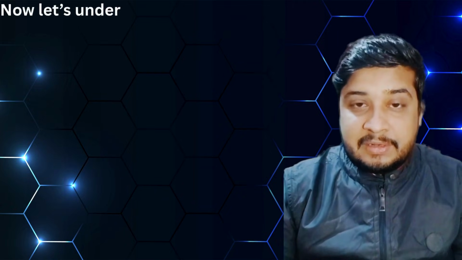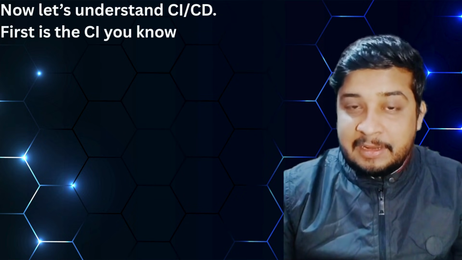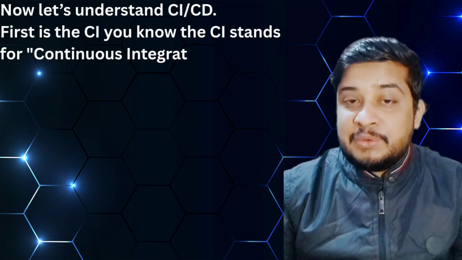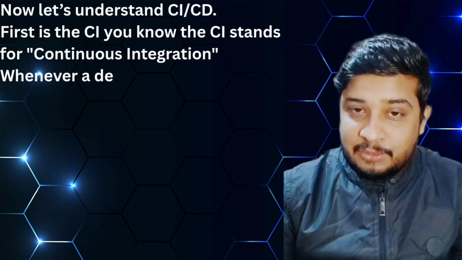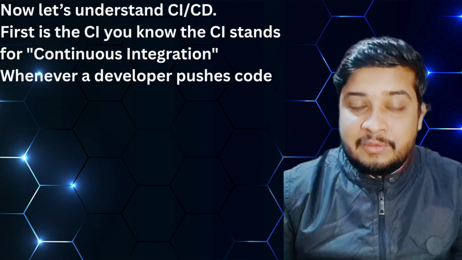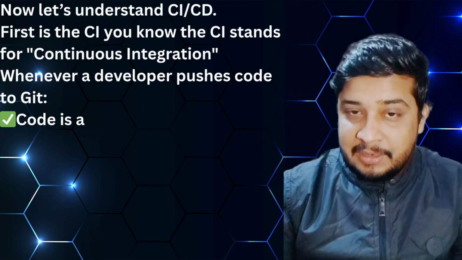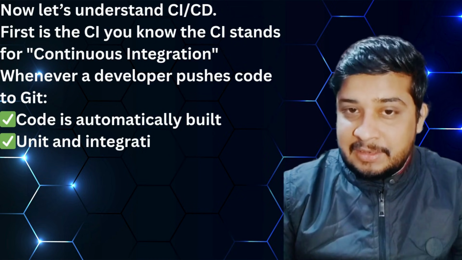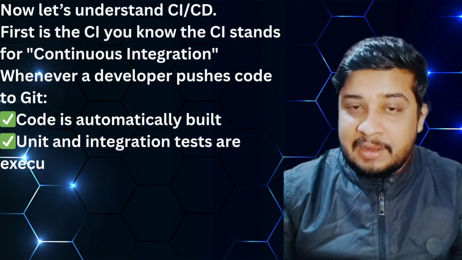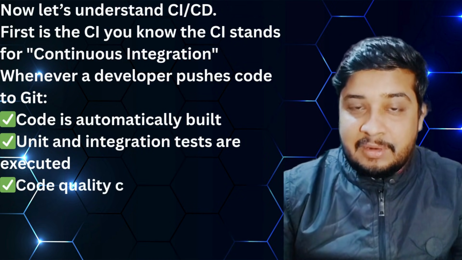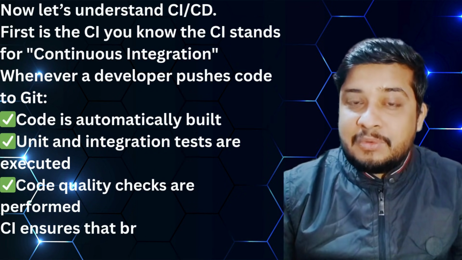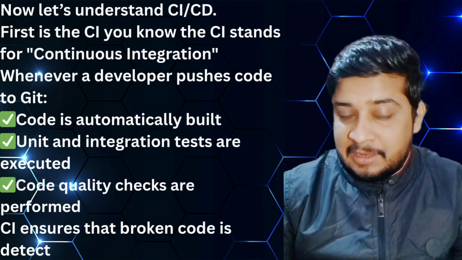Now let's understand CI/CD, right? First is CI, and you know CI stands for continuous integration, right? Whenever a developer pushes code to Git, that code is built automatically, and then the unit and integration tests are executed, right? And then code quality checks are performed, right? So CI ensures that broken code is detected early, right?